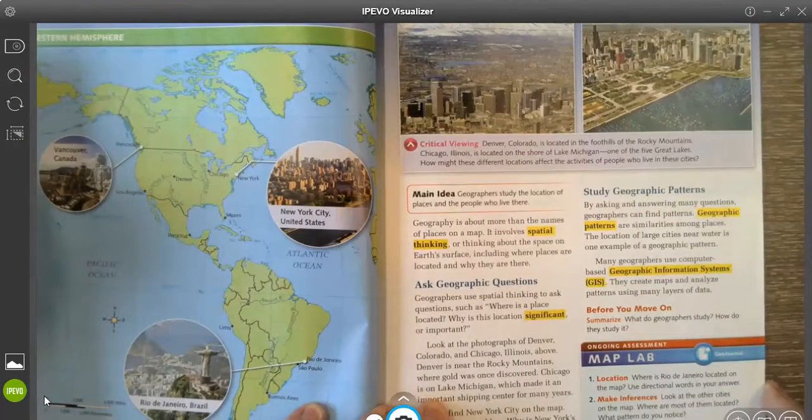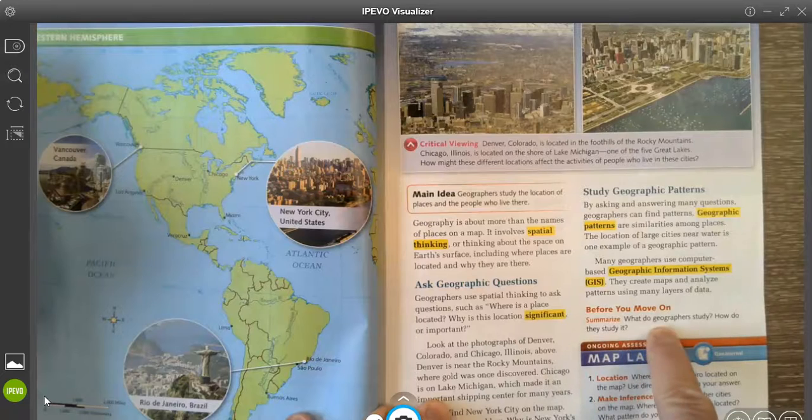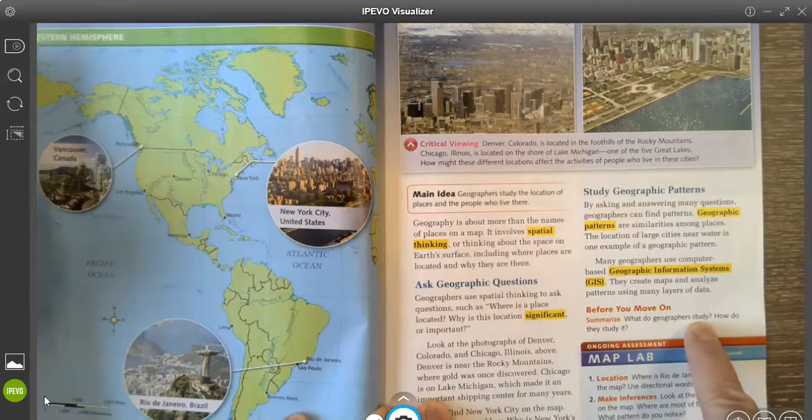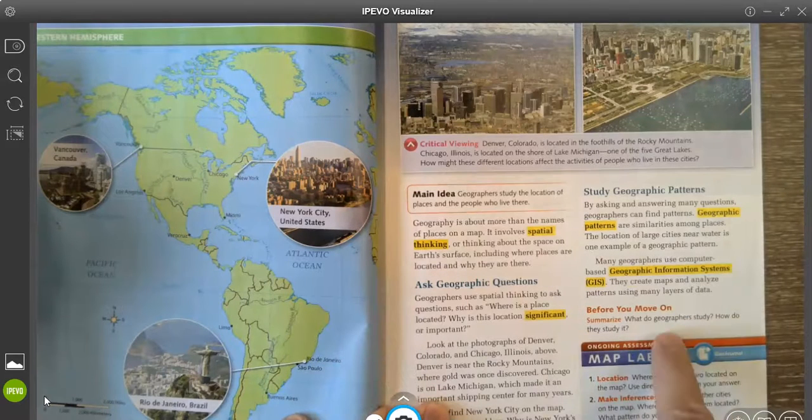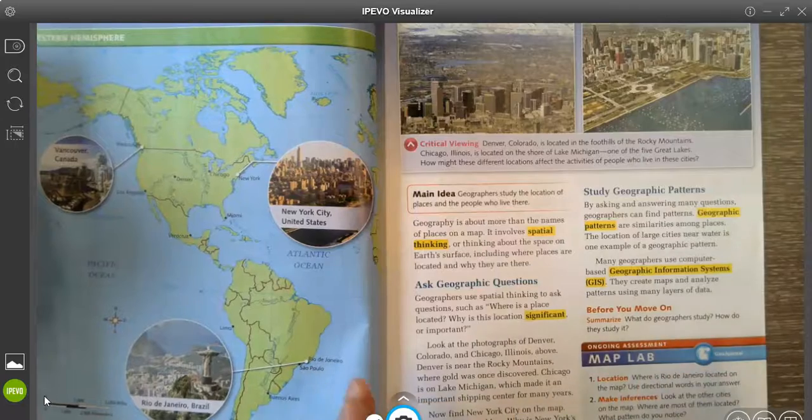And sometimes, in this case for the textbook, they always have this before you move on question, and in this case it's a summarized question. This is helpful for you to start with this, because if you can answer this question after you read and study this page, then you're in good shape. So the question here is, what do geographers study and how do they study it? That's what you need to learn from this page.